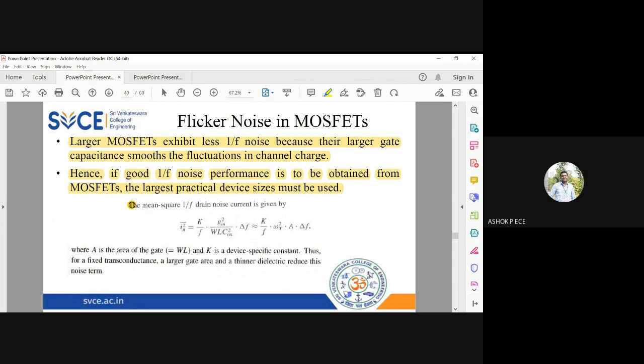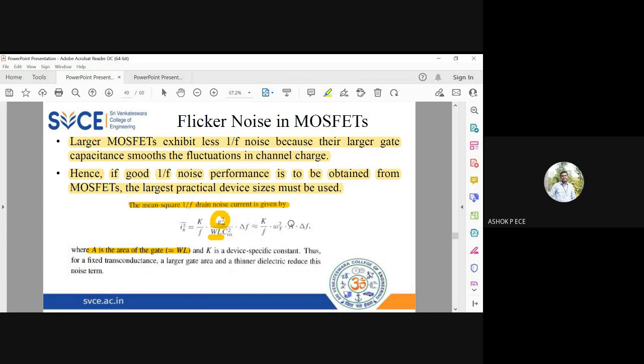In the same way, we are seeing what the drain current is because of this flicker noise. The RMS value of drain current is given by K/f times gm squared over W L Cox squared, into delta f. K is a device specific constant, and in all this flicker noise you have a term 1/f. This 1/f indicates the nonlinear variation of noise with respect to frequency. gm is the transconductance of the MOSFET, W is the width of your channel, L is the length, width into length becomes area, and Cox is the gate capacitance. Delta f is the noise power bandwidth.